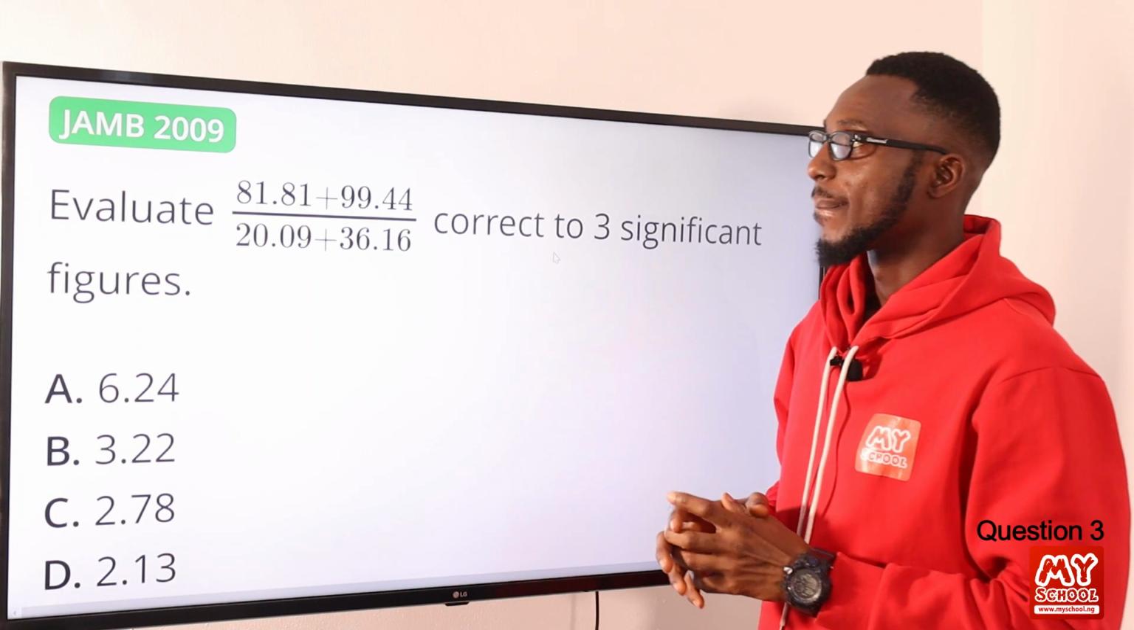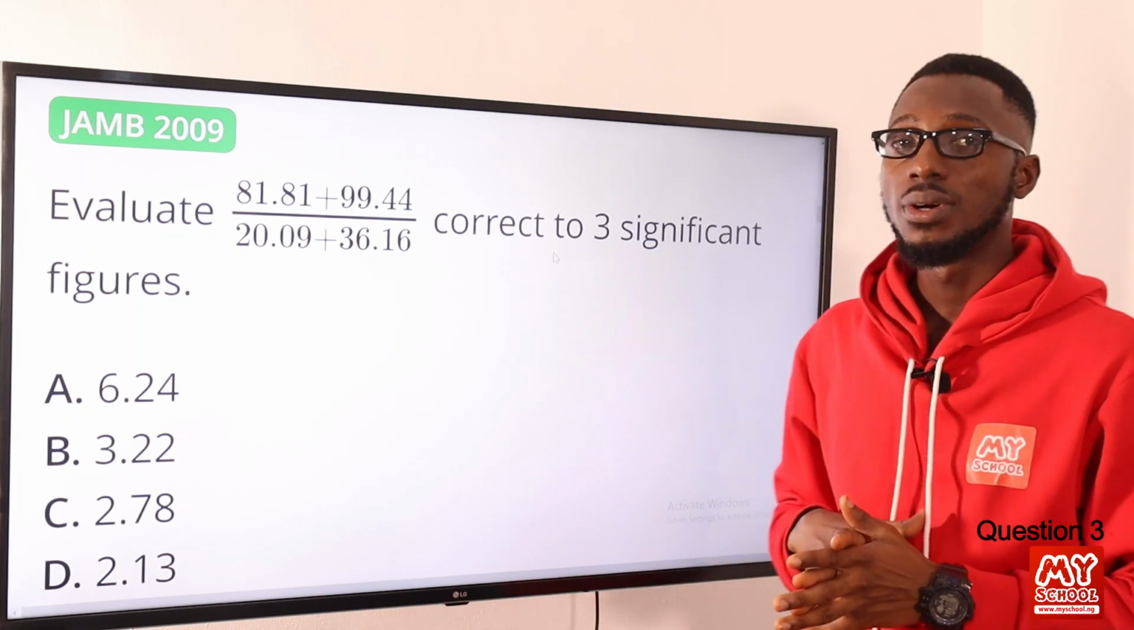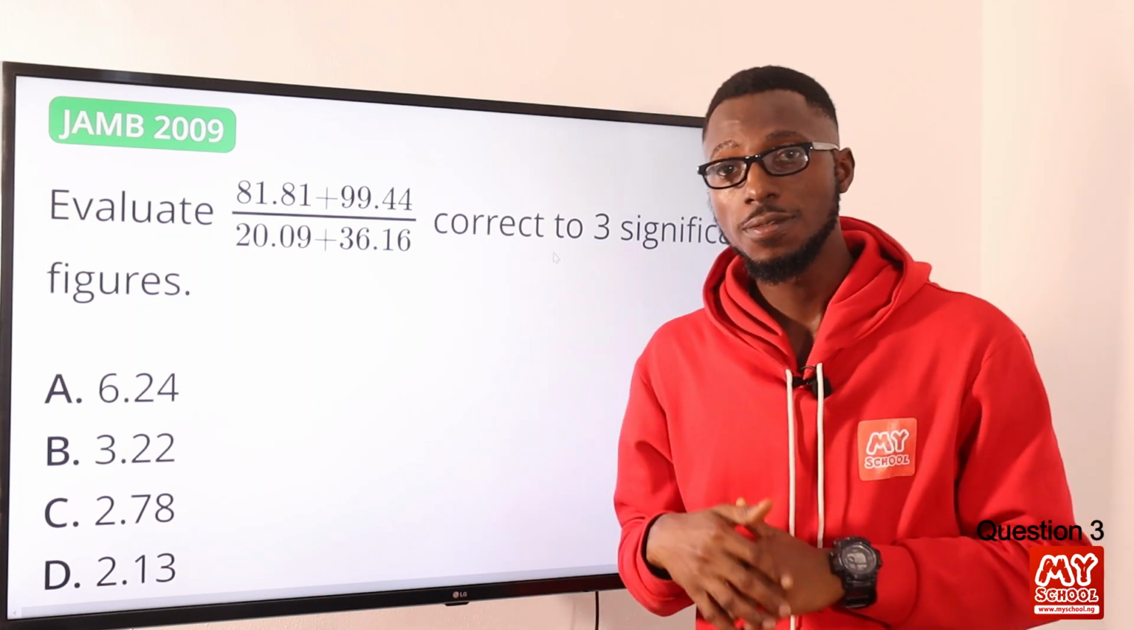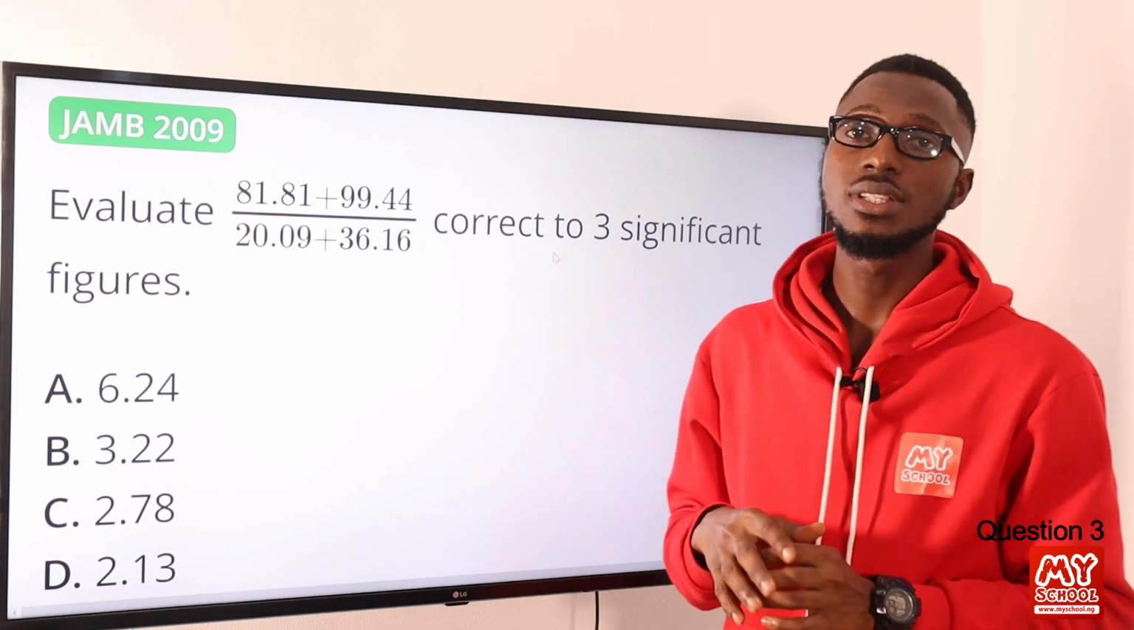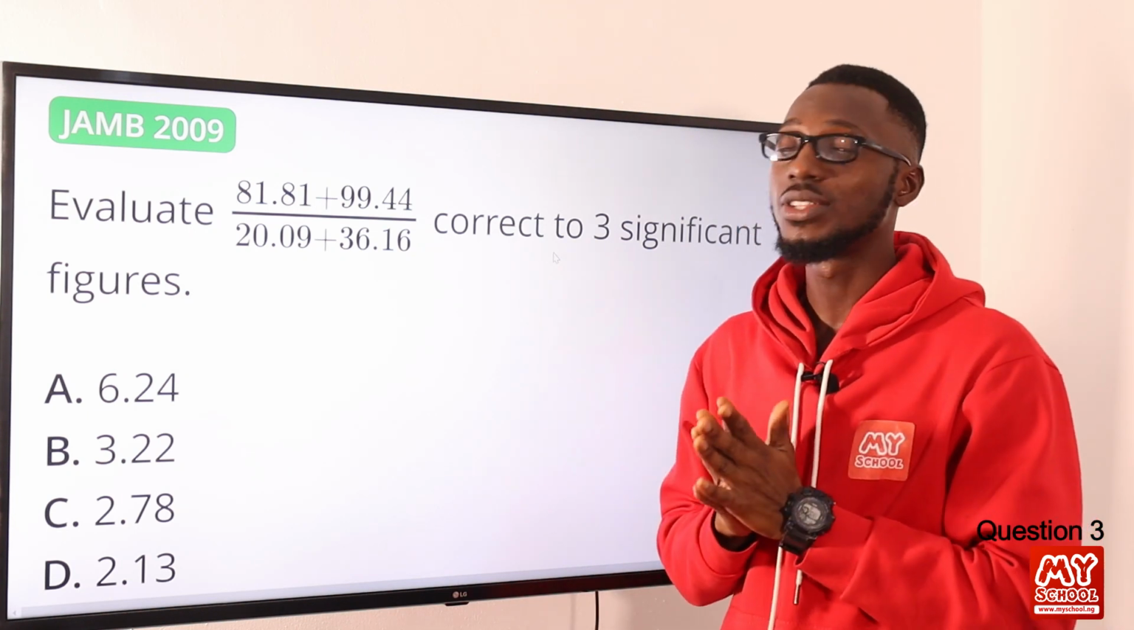Question 3. Evaluate 81.81 plus 99.44 over 20.09 plus 36.16.